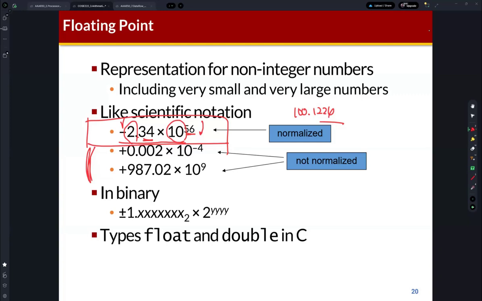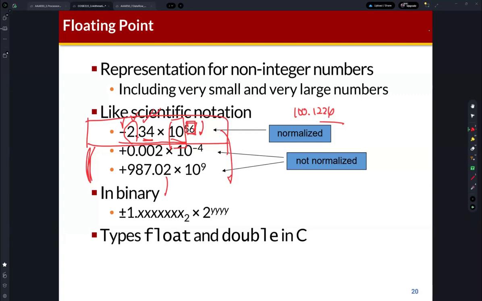Then in binary, we can also define a normalized form of a floating point number. So this is the decimal number, which means that each digit can have 10 different values from 0 to 9, right? Also the base is 10. For the exponent part, the base is 10, and we also use decimal numbers for the exponent. So this is the normalized form of a decimal floating point number.